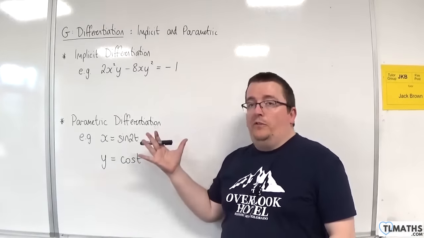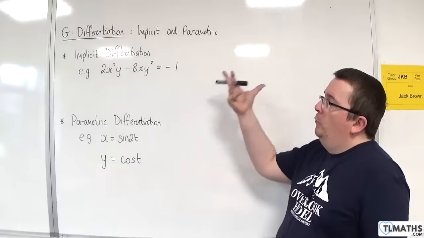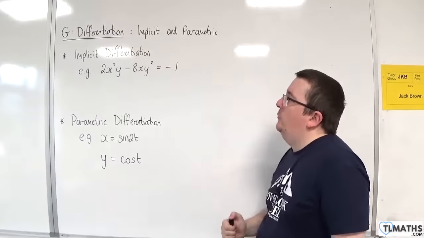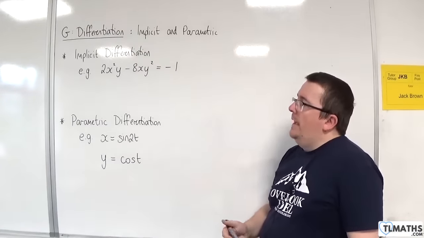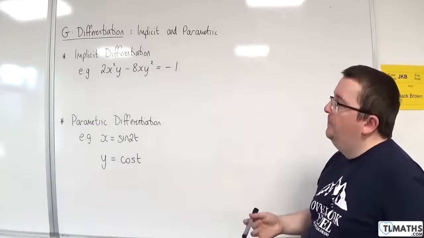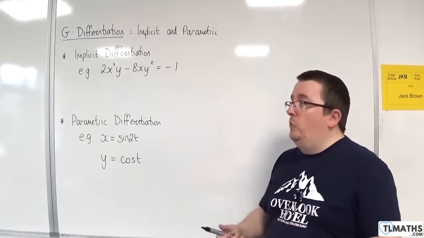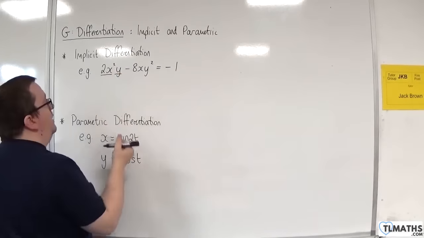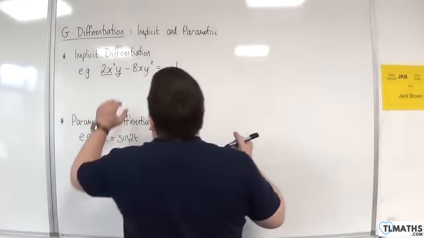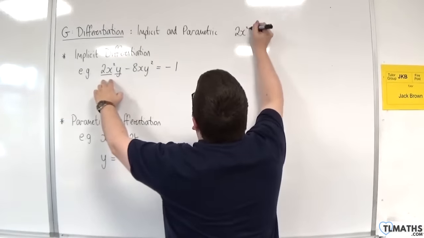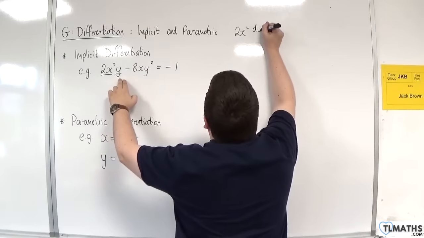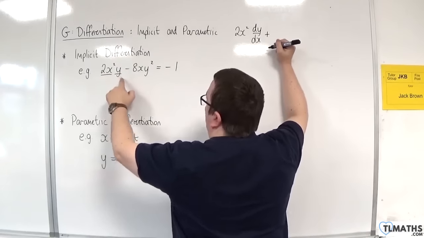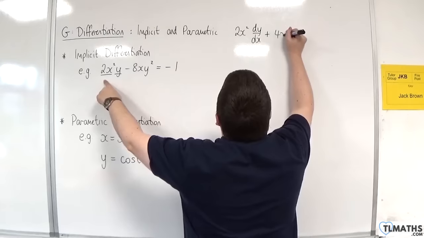So now let's consider implicit differentiation and parametric differentiation. We'll start with implicit. Let's say, for example, we've got 2x squared y take away 8x y squared is equal to minus 1. And I want to find dy by dx. So I need to differentiate both sides with respect to x. So this first term, we've got 2x squared times y, so we have to use the product rule. So we have the first, 2x squared, times the derivative of the second, which is dy by dx, then plus the second times the derivative of the first. So y times 4x, so 4xy.